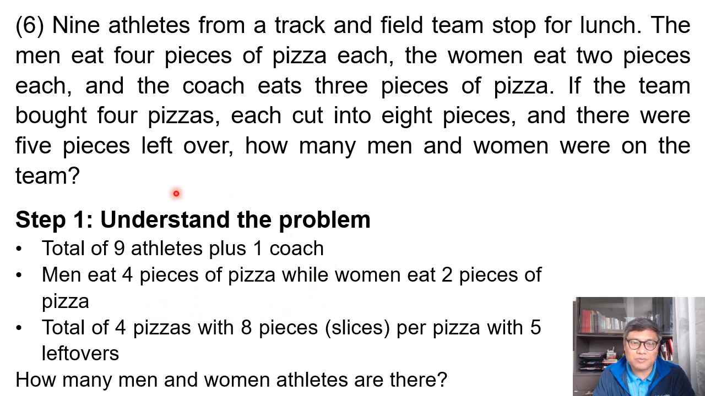So in understanding the problem, we can identify the given data. There is a total of 9 athletes plus one coach. The men can eat 4 pieces of pizza, while women can eat 2 pieces of pizza. Now, because there is a total of 4 pizzas, class, with 8 slices per pizza and 5 left over, we can already see that when you multiply 4 times 8, we have a total of 32 slices. And we can, of course, have an idea already on how we are going to solve our problem.